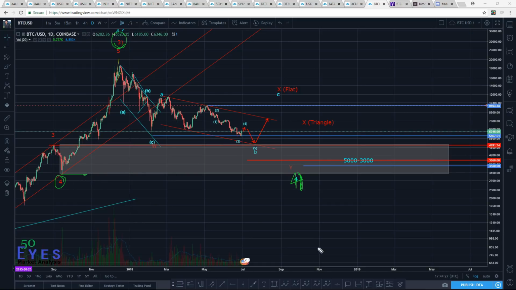If I were to explain this concept on a rough chart, then let's say this is 1, 2, 3, 4 and then 5.